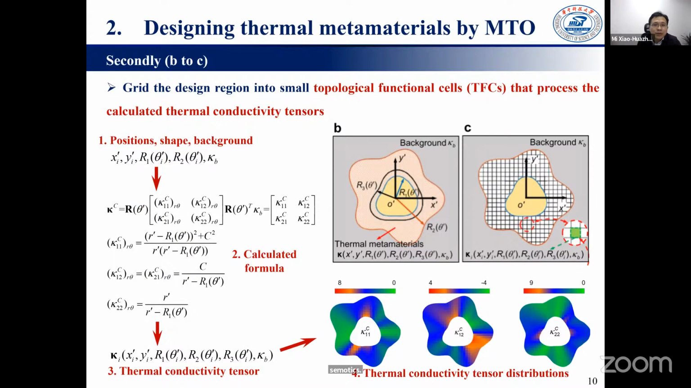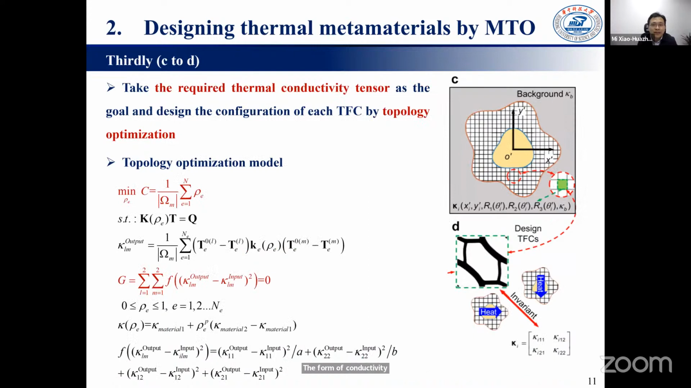In the second step, we divide the design region into small topology function cells, called TFCs, and each cell has the calculated thermal conductivity tensor. In the third step, we take the required thermal conductivity tensor as the goal and design the configuration of each TFC by topology optimization.